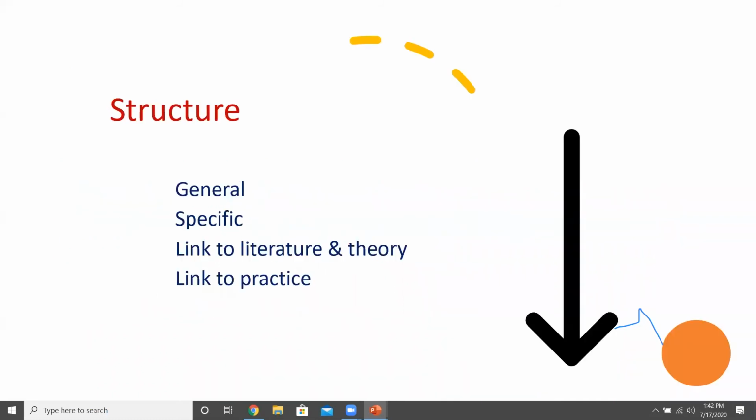The structure. Again, I'm just repeating myself here because I want the idea to be with you all the time and to always remember it, because it's not difficult. You start with a very general, wide idea. You start generally with the main concept of your research. You go specific into details. You go specific into results. You link it to literature and theory, like I said, and then you link it to practice. Start general, go specific, link it to literature and theory, and then link it to practice.